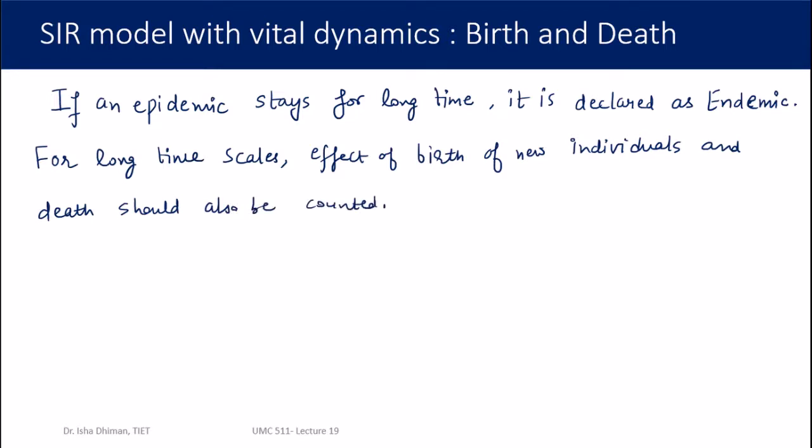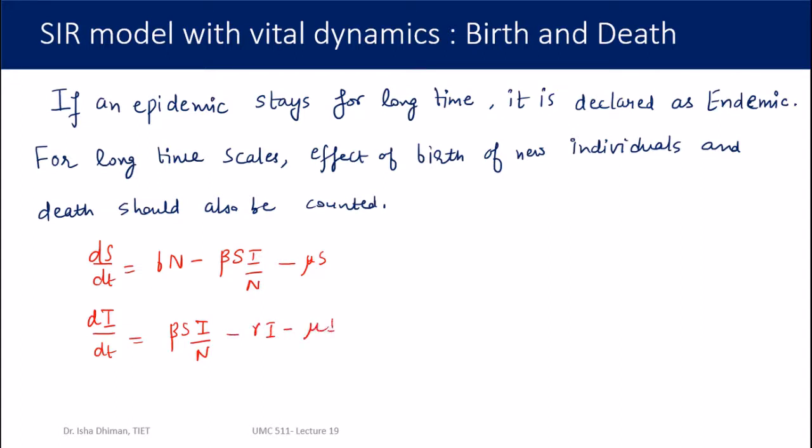So this will give me the modified model. ds by dt will include one more term, the birth term, minus beta si by n, that's the old term of rate of transmission, minus mu s. di by dt is beta si by n, the old term, minus gamma I, which is obviously there, minus mu I. And dr by dt is gamma I minus mu r. So we have seen the change in the model if we include birth and death.